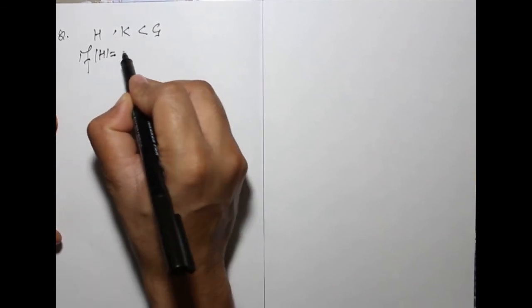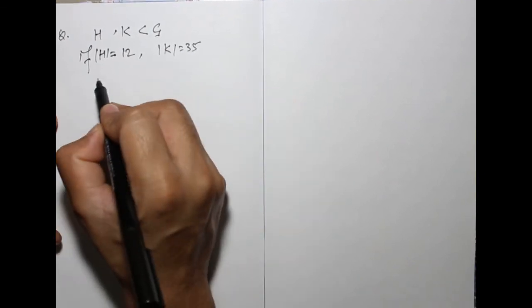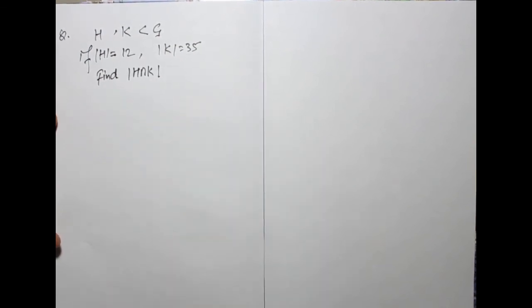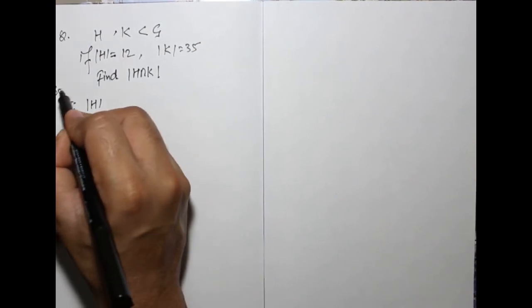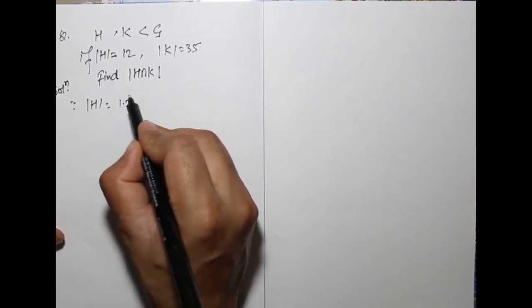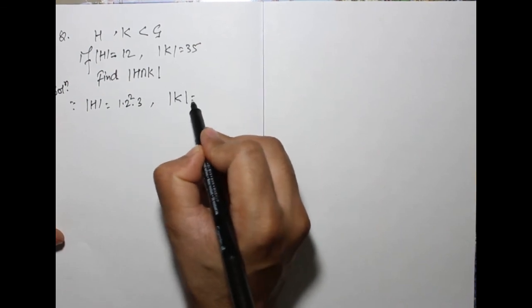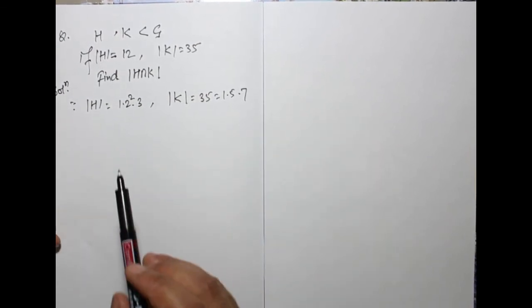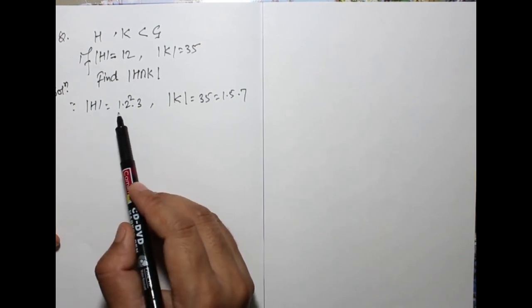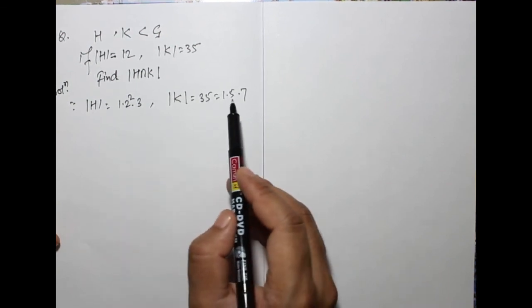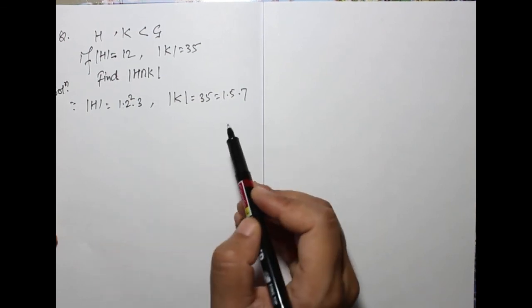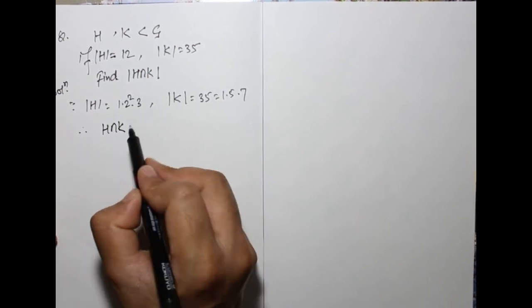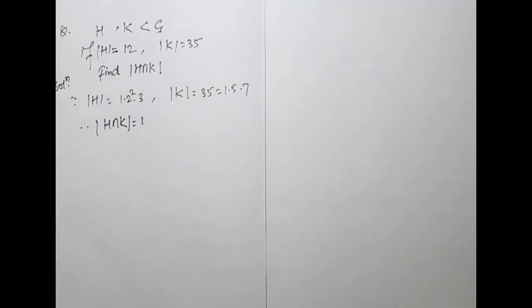If the order of H equals 12 and the order of K equals 35, what is the cardinality of H intersection K? Since the order of H is 12, that is 1 times 2 squared times 3, we can write the order of K as 35, that is 1 times 5 times 7. The possible orders of elements in H are 1, 4 and combinations of this product, and likewise for K, but there are no common orders. Therefore H intersection K must have 1 element, which is the identity.